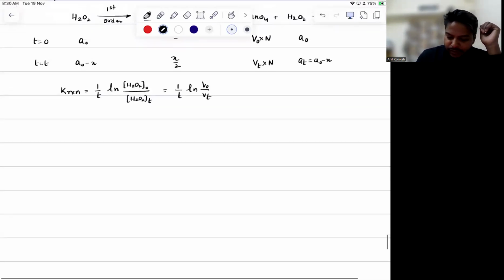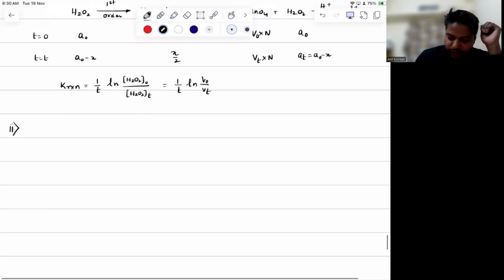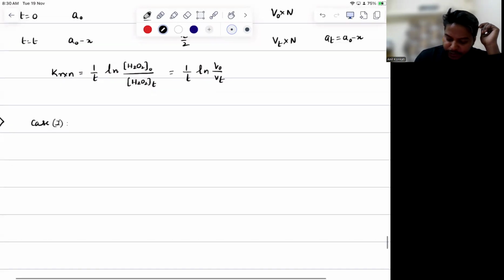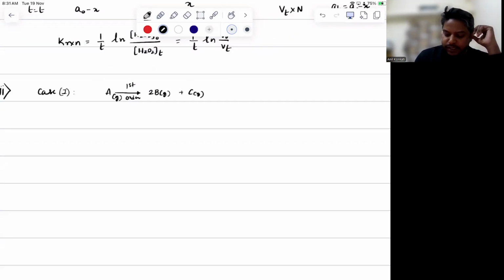Second application is based on the decomposition via first order of different cases, which we write in terms of pressure. So suppose A is given to decompose as 2B gas plus C gas, and this is A gas. Okay. See, most of these decompositions follow first order kinetics. So wherever you see this kind of cases, you can always assume it to be first order.